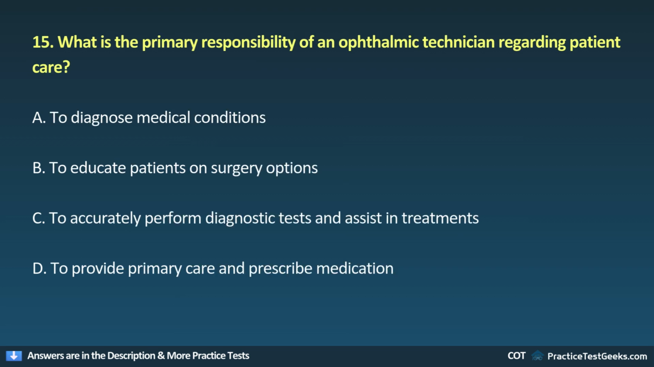15. What is the primary responsibility of an ophthalmic technician regarding patient care? A. To diagnose medical conditions. B. To educate patients on surgery options. C. To accurately perform diagnostic tests and assist in treatments. D. To provide primary care and prescribe medication.